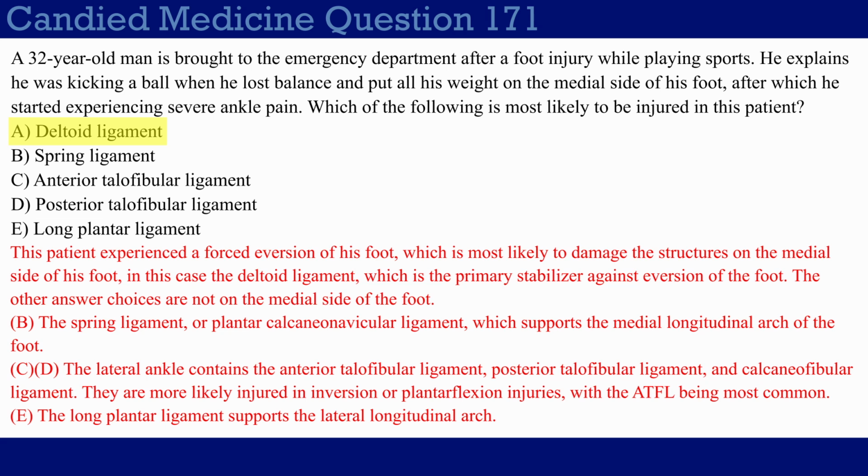So to sum it up real quick, deltoid ligament, medial, spring/plantar ligaments on the inferior side, and then lateral side, whatever fibular ligament. I know Netter has really pretty pictures that you can look at, but sometimes you could just apply a bit of logic here.